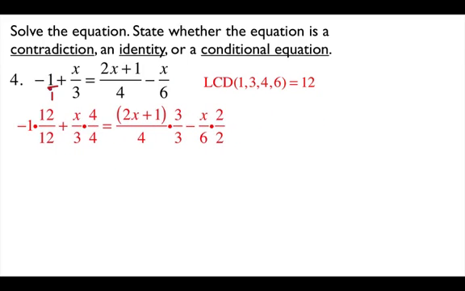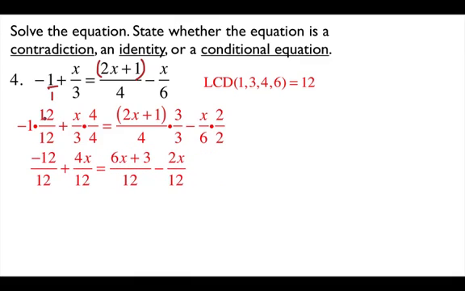So I multiply top and bottom by 12, top and bottom by 4, top and bottom by 3, and notice that I include a parenthesis here. And then top and bottom by 2. Once I do that, I am going to clean it up a little bit. Notice that this becomes negative 12 over 12. This becomes 4x over 12.